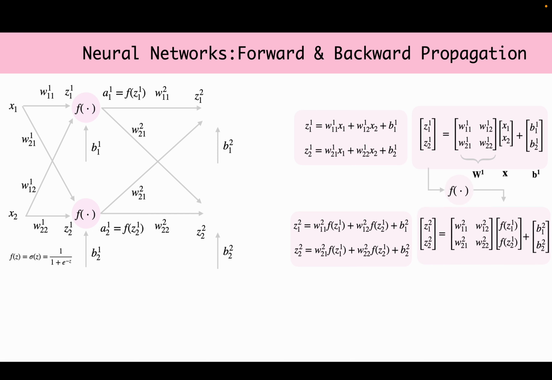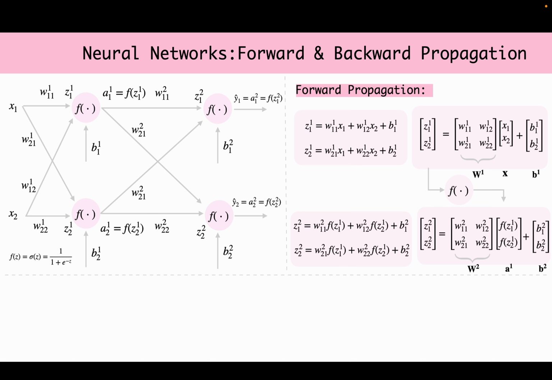Once we obtain the pre-activations, we pass them through the activation functions and obtain the final post-activations. These post-activations, y1 cap and y2 cap, are the probabilities, and we compare them with the actual values y1 and y2 and obtain the error through the cross entropy loss function. This whole step of moving from the inputs to the final stage is called forward propagation.